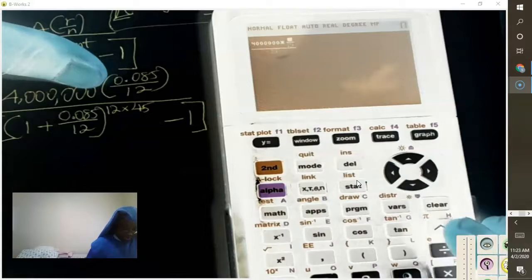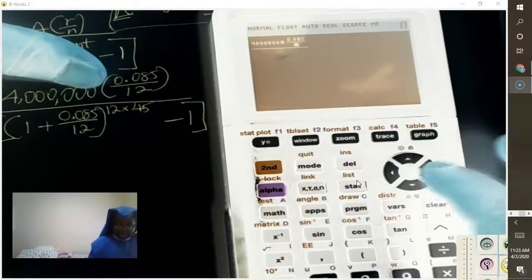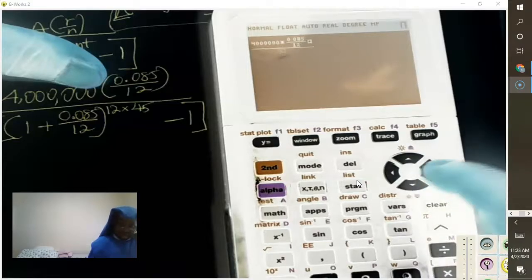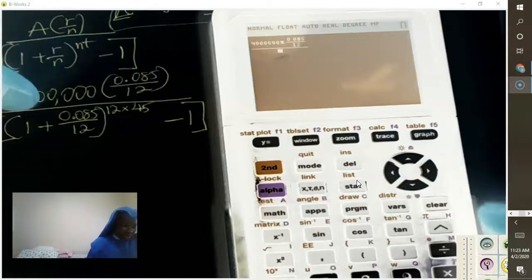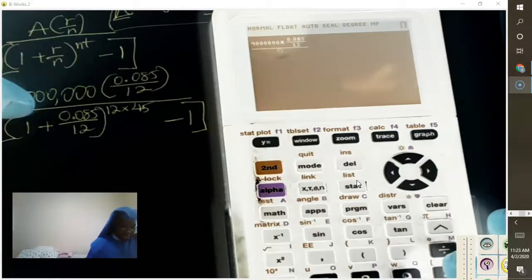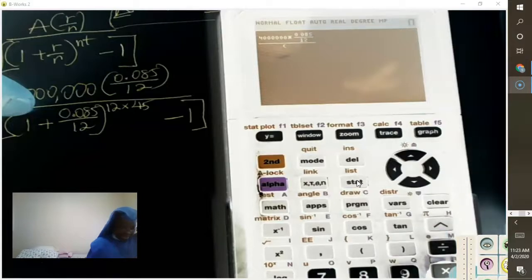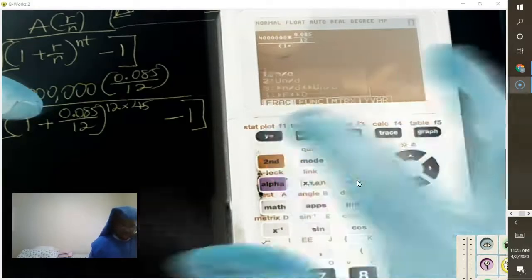Then we put 0.085, and we use the arrow key to bring our cursor down. We put 12, and then use the cursor again to come up. Now we are done with the numerator, so we use the cursor again to come down. Below we have parentheses, so we put in the parentheses. Then we type 1 plus, and then we put a fraction again, alpha y.